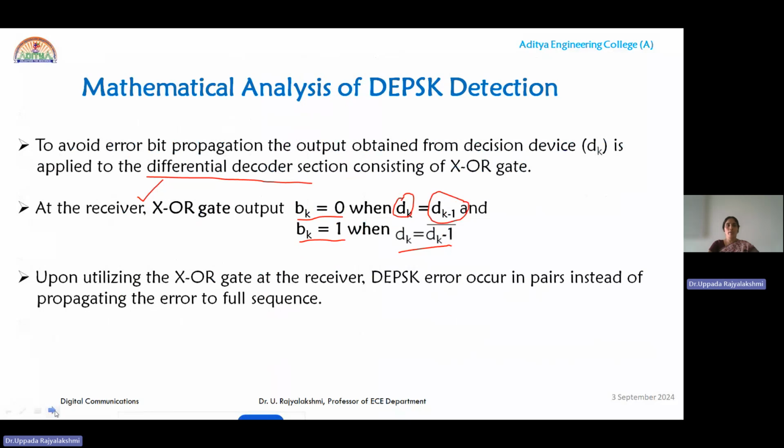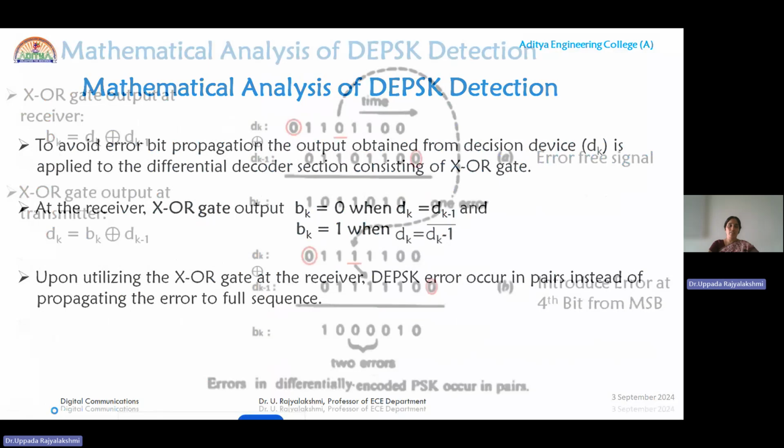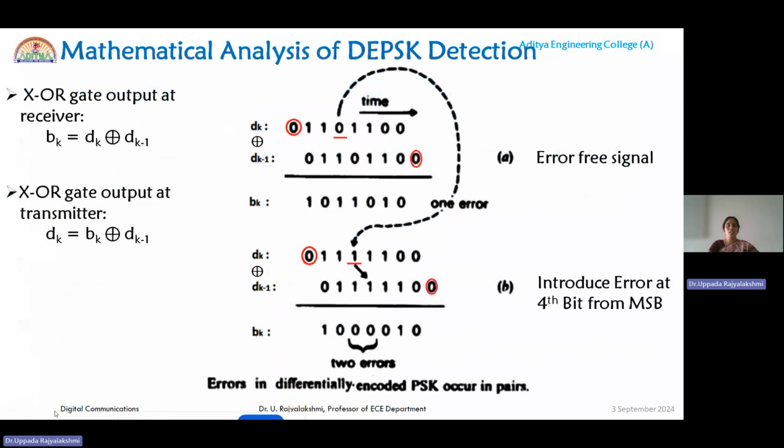But the only drawback in DEPSK is that in DPSK we have already seen that if there is any 1-bit error, the bit error gets propagated. But here, for example, if you have a 1-bit error, it affects 2 bits in the output.